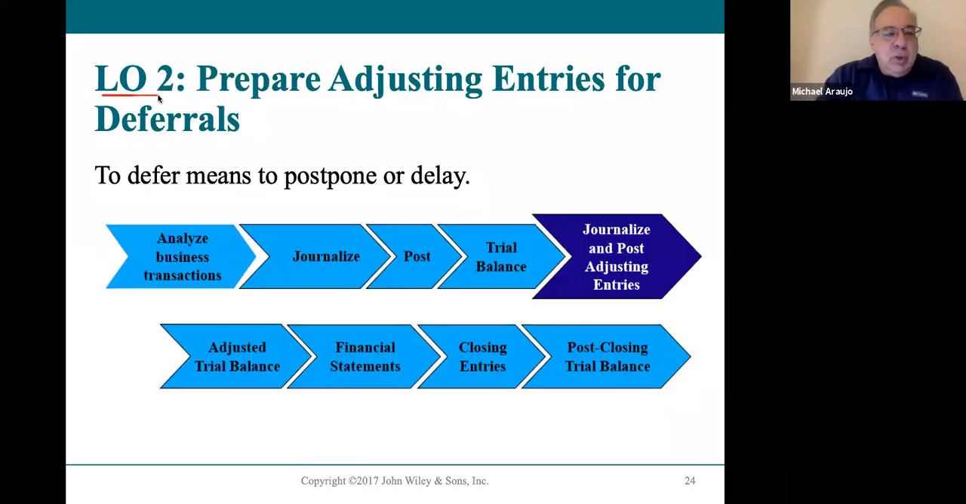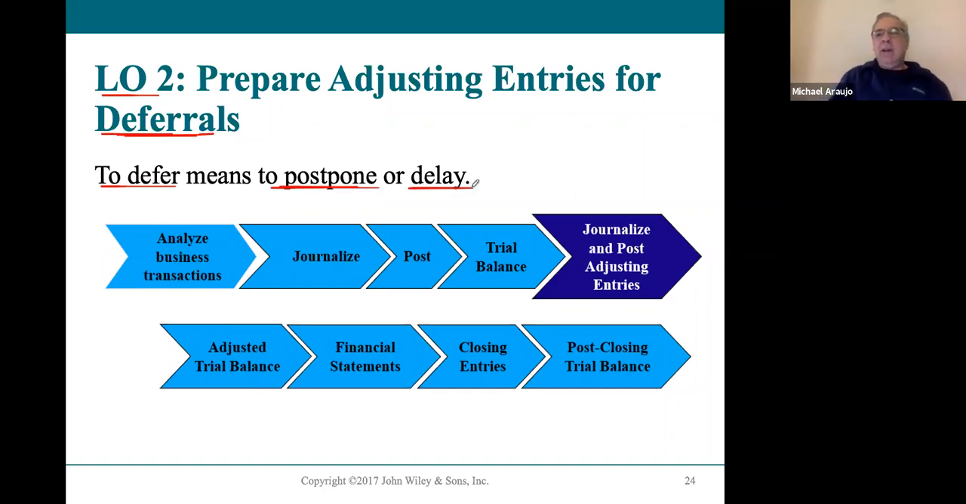Learning objective two is about those adjusting entries that we call deferrals. A deferral means that we're going to wait, right? To defer is to postpone, to delay, to wait. And it makes perfect sense because what are these deferrals? Well, they start as assets, and then we have to wait to use the asset and then we can expense it.